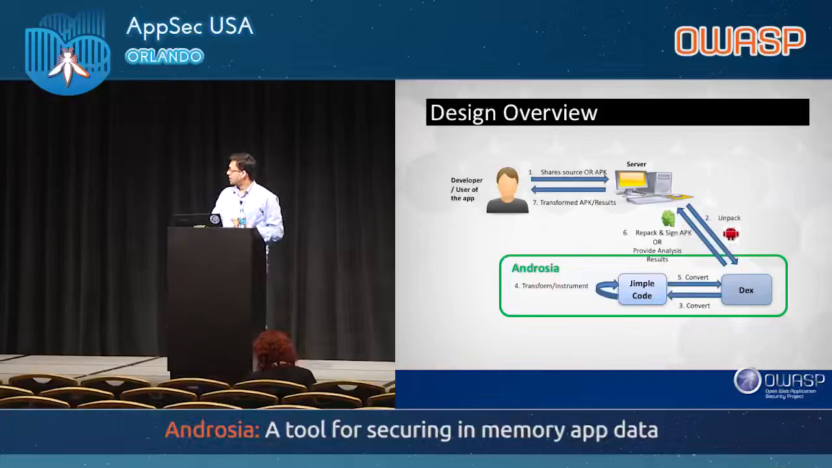So just to give you a design overview, a developer or a user of an application can share the source code or the APK with us, and we can unpack the APK, fetch the Dex code from it, convert it into Jimple code, perform the analysis and instrument the code in Jimple, and then package it back to Dalvik bytecode and create an APK with the resources packaged along with it, and send it back to the developer or user.